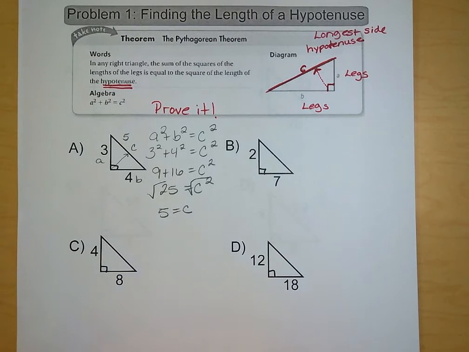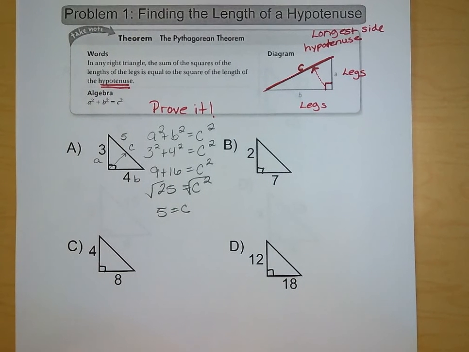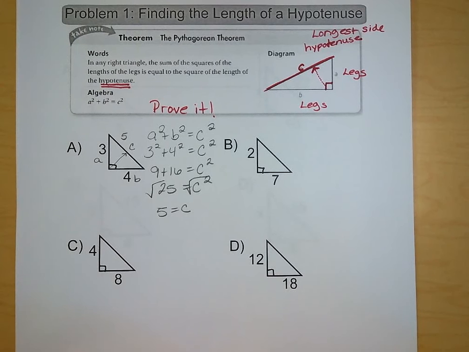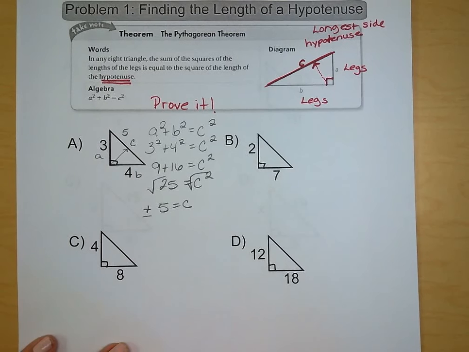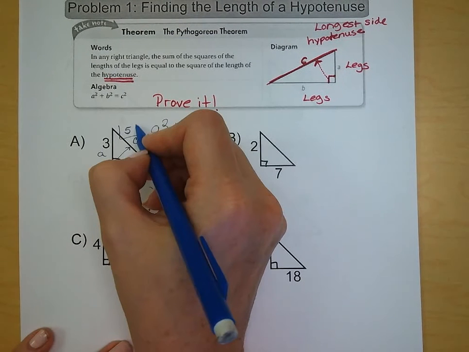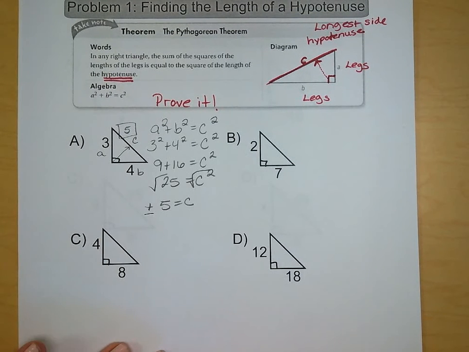But wait, didn't we say whenever we took a square root in the last chapter we have a positive and a negative value, Miss Zirzo? Can't have a negative distance, guys. There we go. Can't have a negative side length. So only the positive values are going to matter.